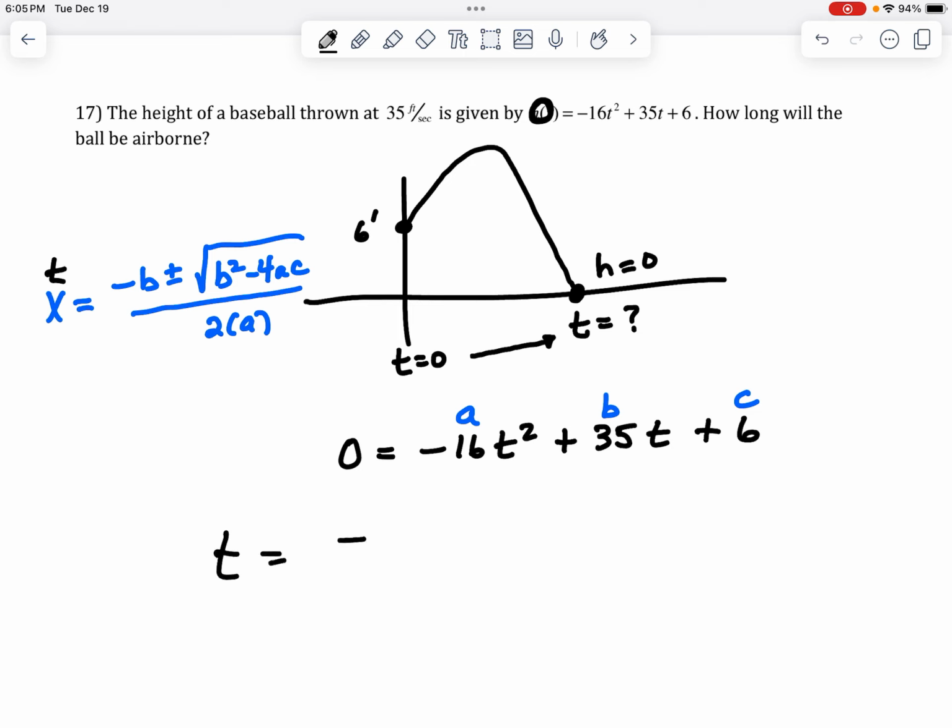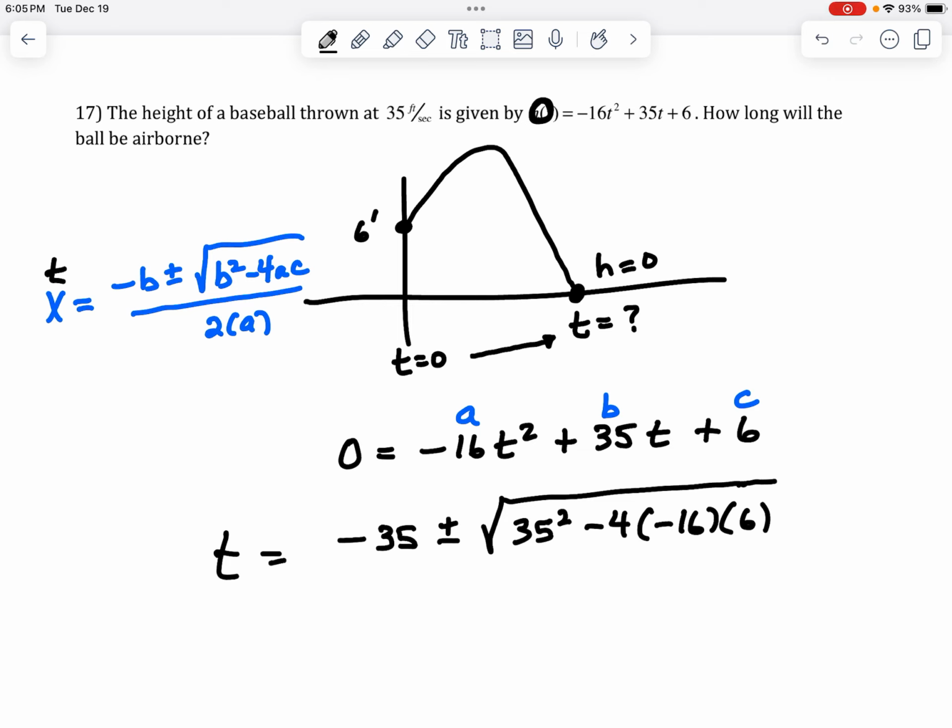All right, so negative b plus or minus the square root. B gets squared minus 4 times the a, which is negative 16, and the c, which is 6. And then just make this a little bit longer. And then make a big old fraction, and then it's going to be 2 times the a. And you can either simplify this and then put it in the calculator, or you could just put this in the calculator, which is what I'm going to do.